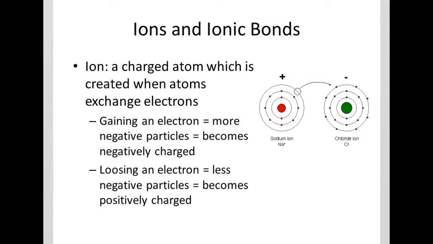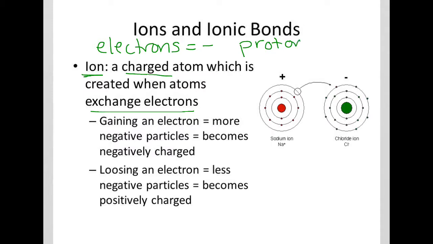Ions and ionic compounds, or ionic bonds, are going to be a different type of bond. An ion is an atom that is charged, and the charged atom is created when atoms exchange electrons. And remember, electrons are negative, have a negative charge, and the subatomic particle protons have a positive charge. And we don't exchange protons, we only exchange electrons.